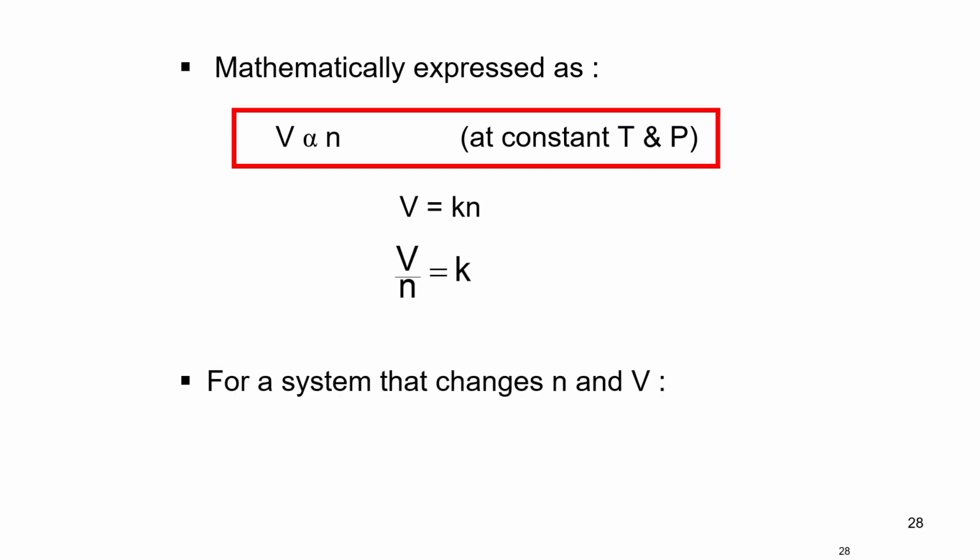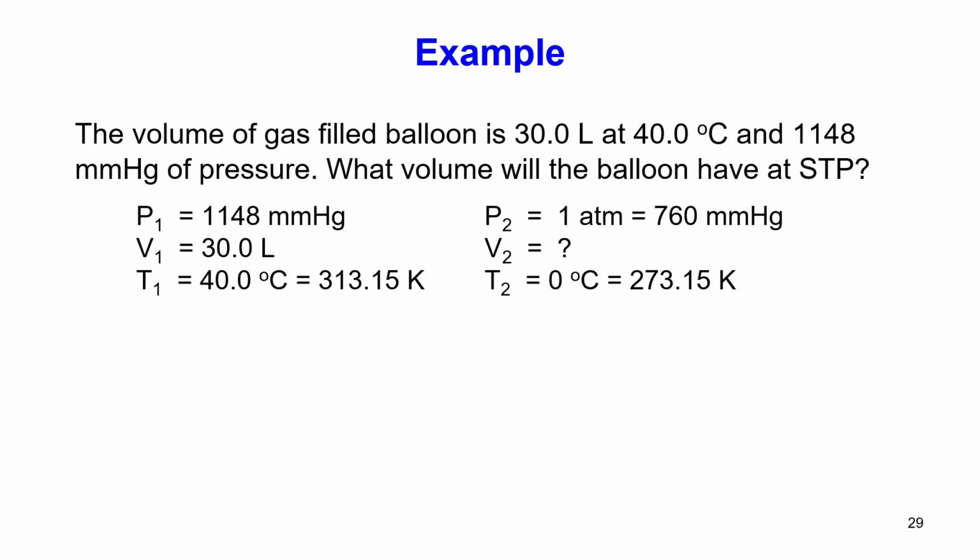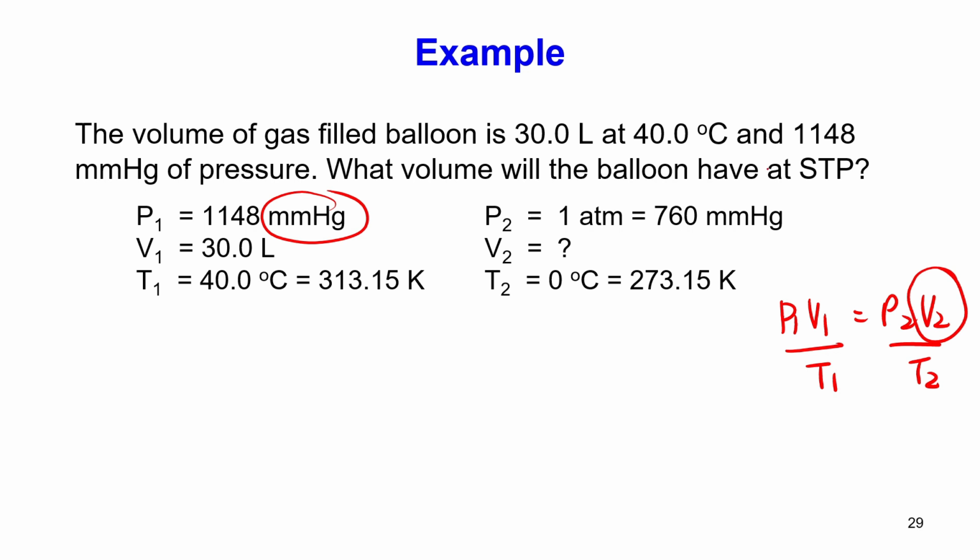So, if we have two conditions, 1 and 2, we will have V1 over N1 equal to V2 over N2. So, this is the example for combination between Boyle's and Charles' law. So, P1 V1 equal to P2 V2, so we have Boyle's law. And for Charles' law, V1 over T1 equal to V2 over T2. So, if we substitute all the values and calculate for V2. Okay, so for this question, we do not need to convert millimeter mercury.